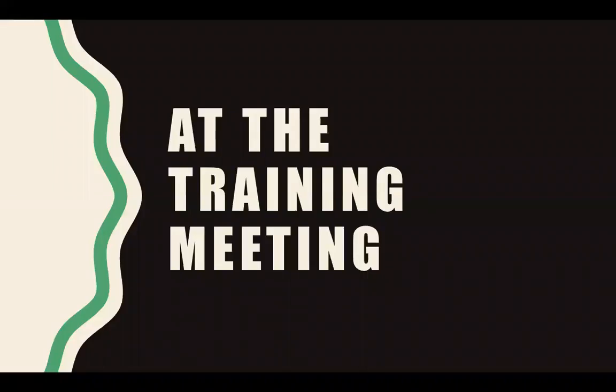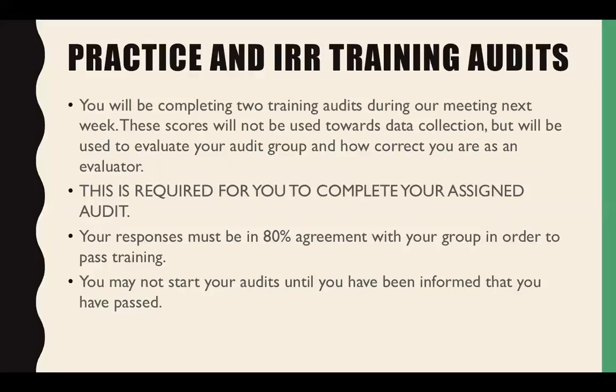So at the training meeting, we're going to actually be going out in the field. You have to complete 2 training audits in order to pass IRR. What that means is you go out with a small group of people. You individually do the data collection, but you can discuss it. You want your responses on each of your data collection sheets to have 80% agreement with your group in order to pass, okay? And this training portion is absolutely required in order for you to complete the audits that you have.